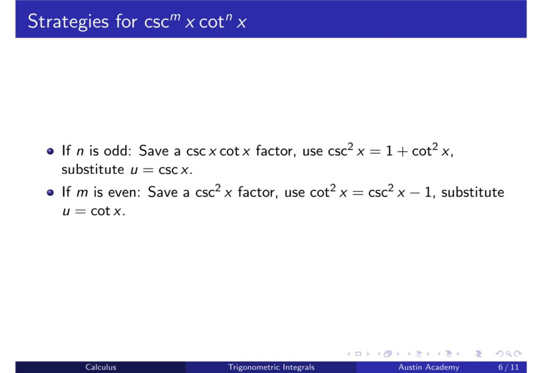Strategies for cosecant to the m times cotangent to the n. If n is odd, save a csc x cot x factor, replace csc squared x with 1 plus cot squared x, then substitute u equals csc x. If m is even, save a csc squared x factor, replace cot squared x with csc squared x minus 1, then substitute u equals cot x.